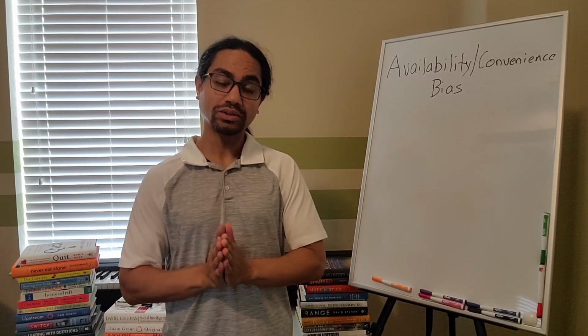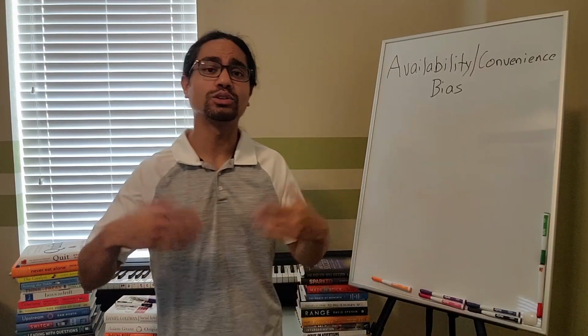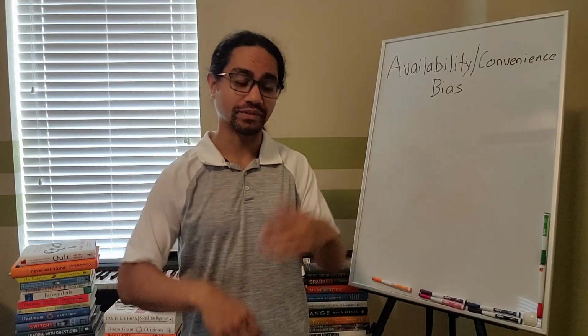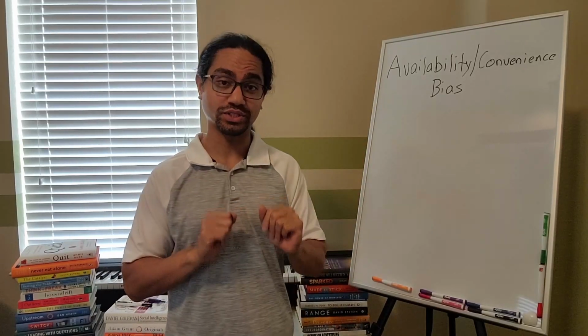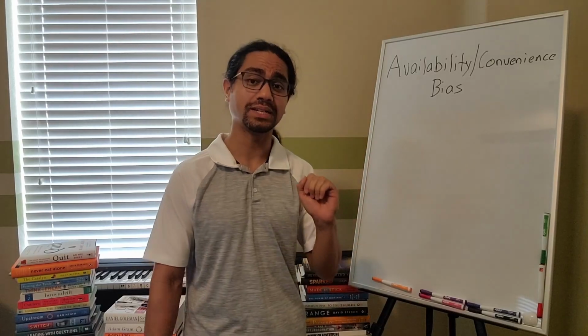Okay, so welcome back to the course on cognitive biases, cognitive tendencies, the allures, the logical fallacies, all of those. This particular part of the course is going to be on the availability slash convenience bias.